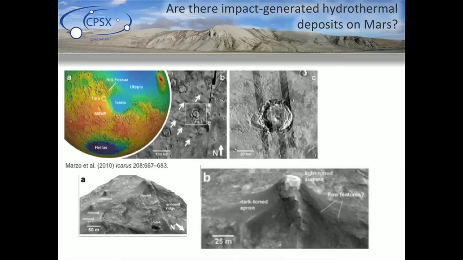The kind of mound on the right we think is one of these fossil, and I'm using the term fossil because it's not active now. We also have other instruments in orbit around Mars that can tell us about the mineralogy and the chemistry of the surface. We've found evidence for clays and other minerals that need water around to form. So you put all of this together, and it seems that we do indeed have evidence for hydrothermal deposits in impact craters on Mars.